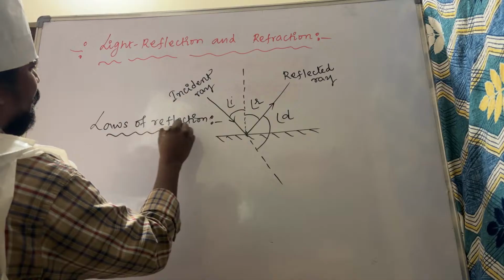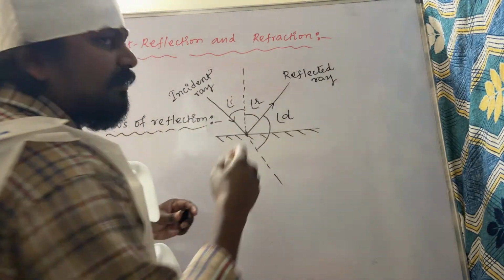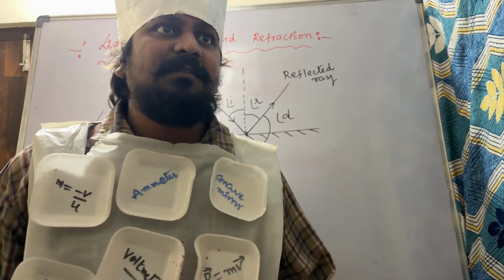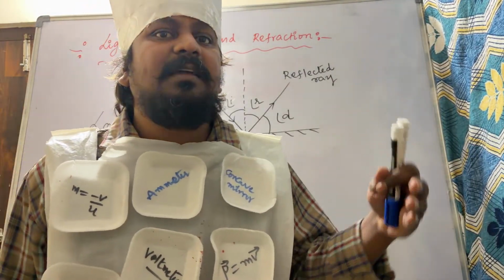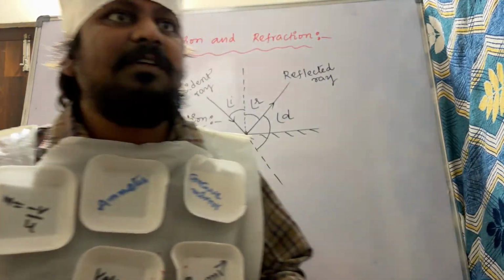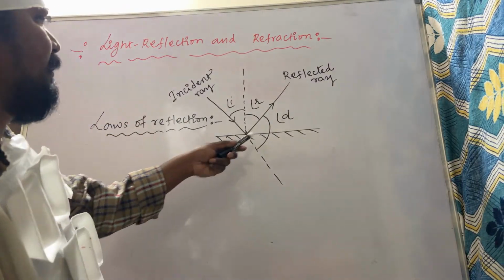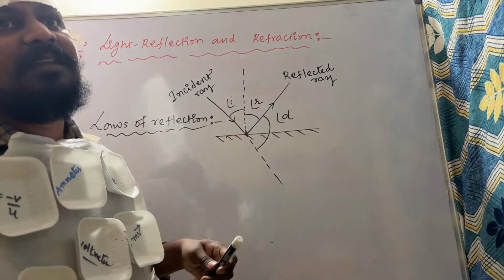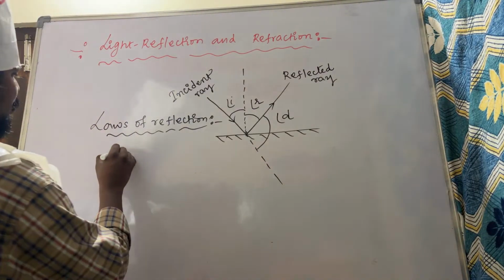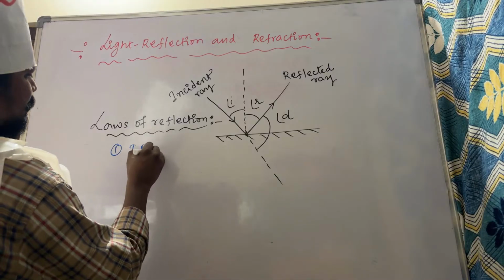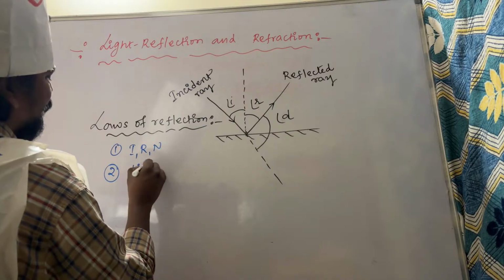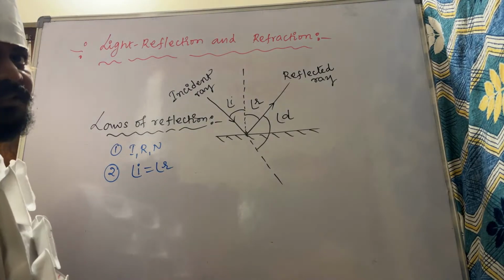The laws of reflection: point number 1, the incident ray, reflected ray and normal line lie on the same plane. Coming to the second one, the angle of incidence is equal to the angle of reflection.